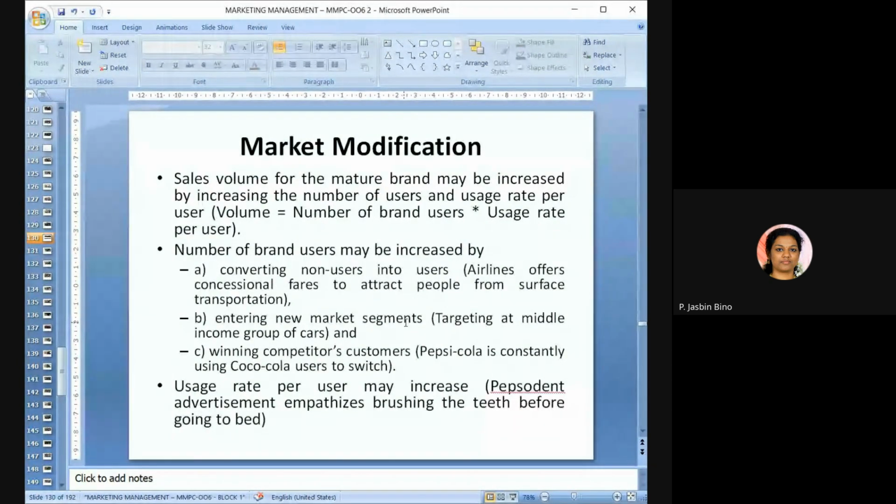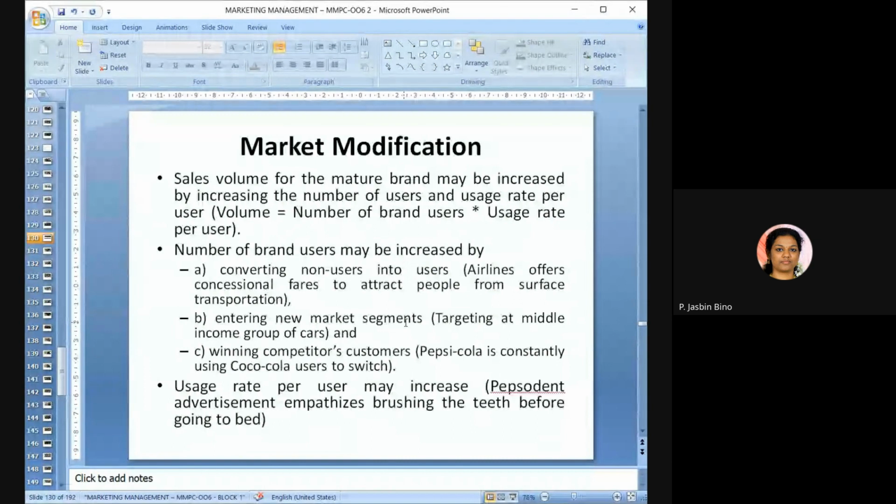Normally some people will not be purchasing the particular brand, so we have to convert those non-users into users. For example, airlines normally offer concessional fares to attract people from surface transportation. So this is an example of converting non-users into users. Next one, entering new market segments, like targeting the middle and middle income group of cars.